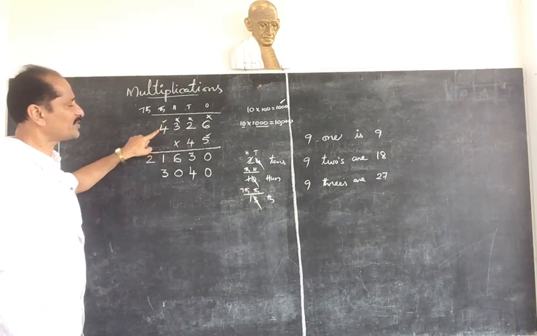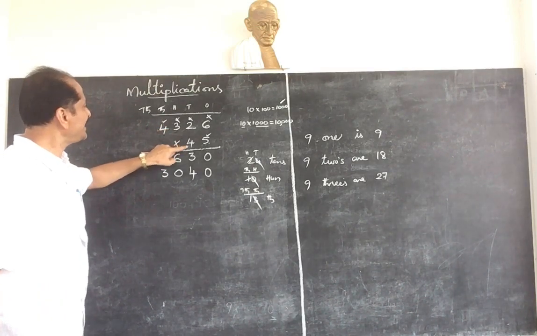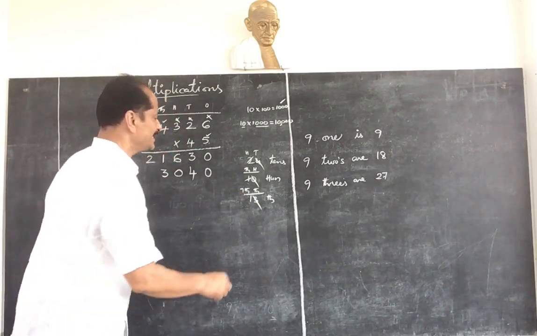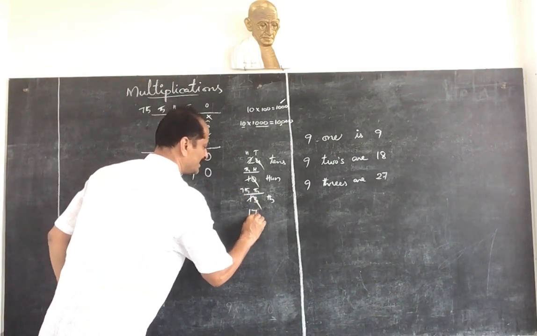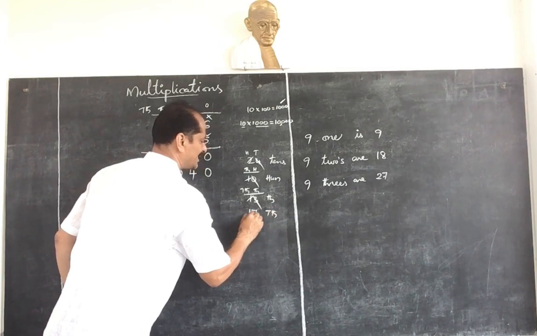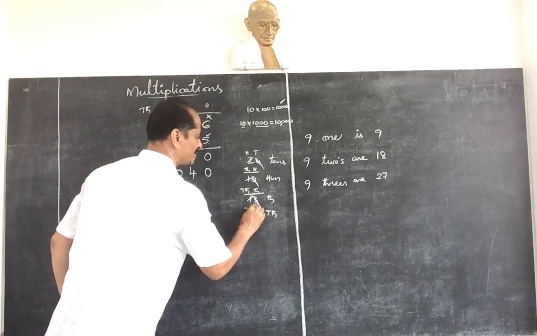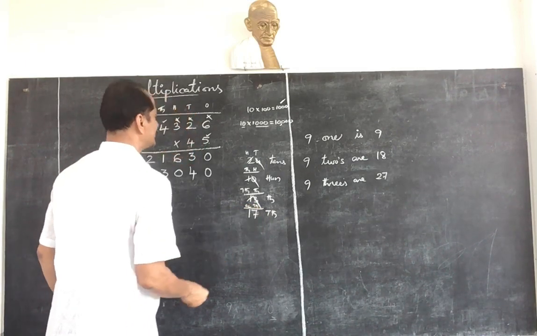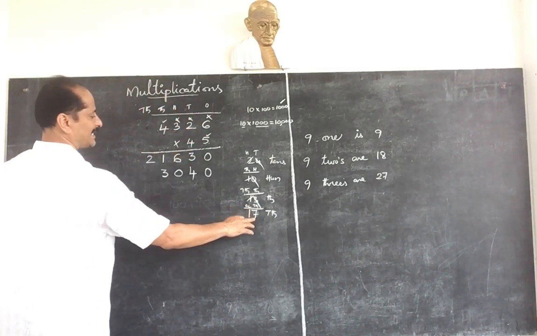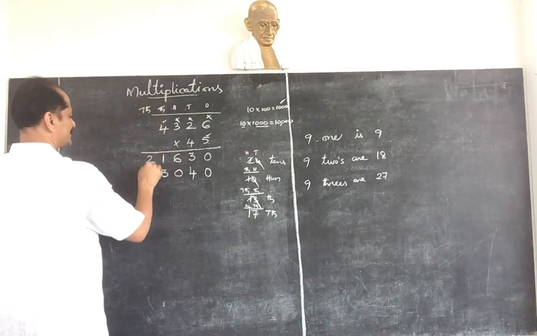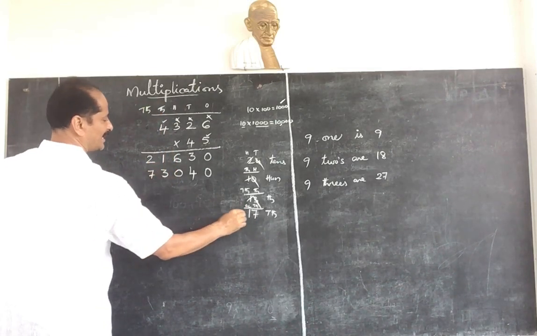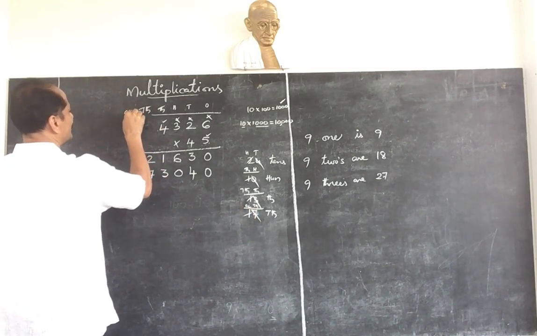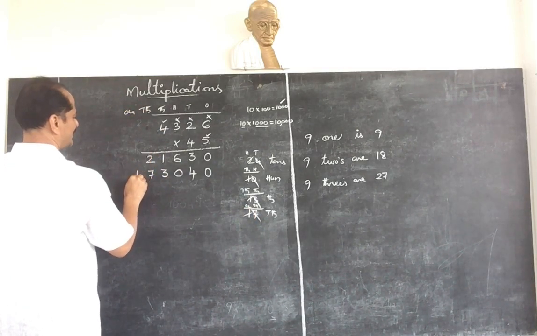So 4 4s are 16. 16 10,000s we have got, and already here 1 10,000 is there. 16 plus 1 is equal to 17 10,000s. Next greater than 10,000 is 1 lakh. So this is in lakhs place. So under 10,000s place write down 7. Here 1 lakh also we have got. So 1 should be written.